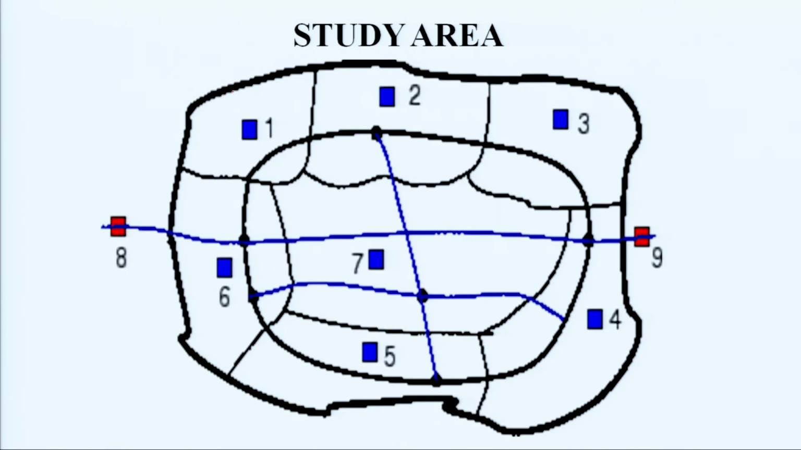A sample of the zoning of a study area is shown in the figure like this. The thick line is the cordon line, the boundary you can say of the area to be surveyed, and these 1, 2, 3, 4, 5 are the zones, and the thinner lines are the network in the area to be surveyed.